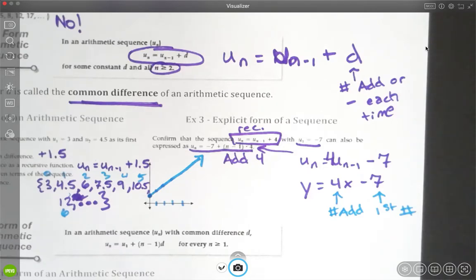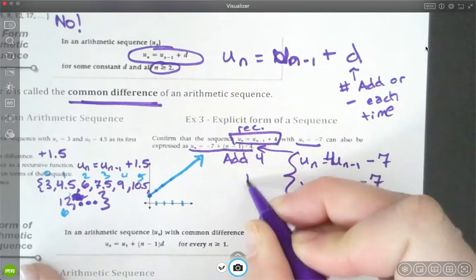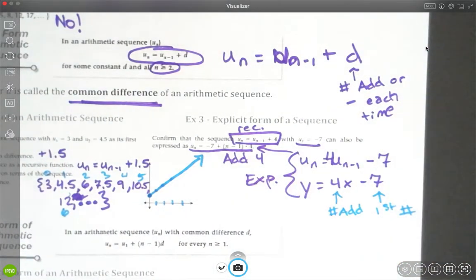This is just the explicit form. So I'm going to do explicit, EXP. Just using different variables. So if you don't like the u sub n's and the u sub n minus 1's, you can call them x's and y's. That's fine. That's the explicit form. This is the recursive form. So both of those mean the same thing.